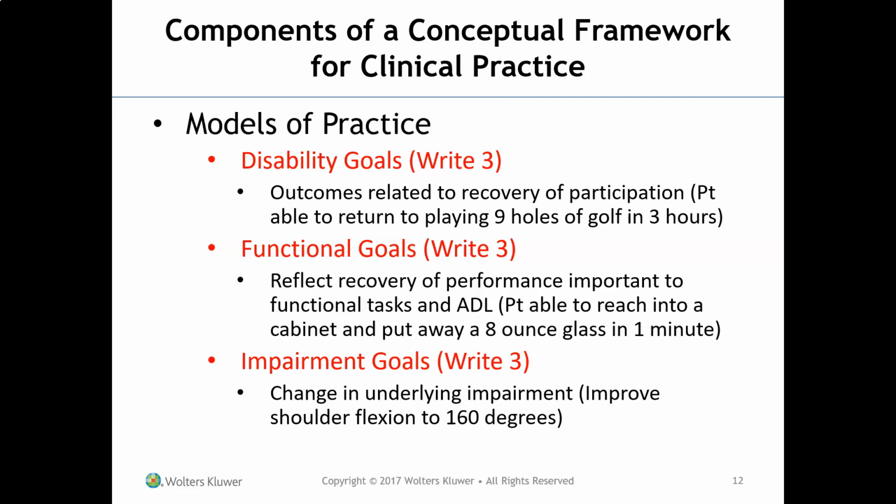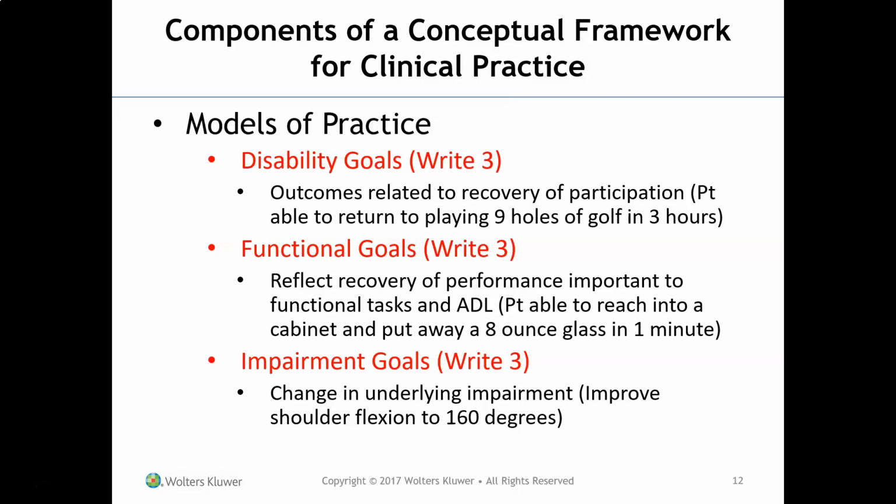So the disability goal is outcomes related to recovery of participation. For example, the patient is able to return to playing 9 holes of golf in 3 hours. Those are usually our long-term goals. It's going to take a while. Our functional goals reflect recovery of performance important to functional tasks and ADLs. So the patient is able to reach into a cabinet and put away an 8-ounce glass in 1 minute.